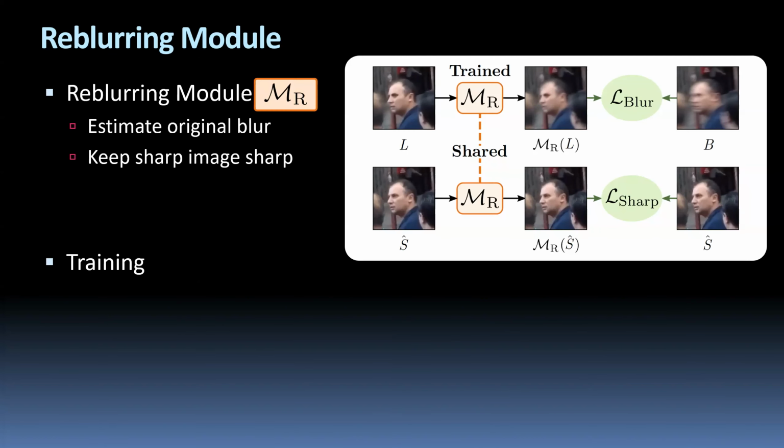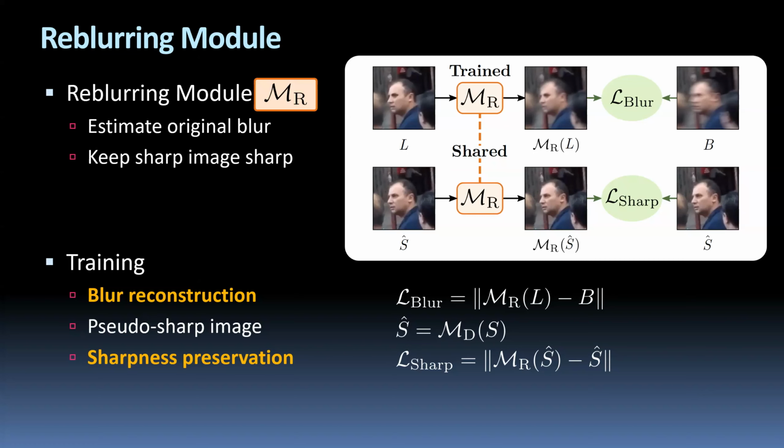We build a reblurring model that has two different objectives. First, it performs blur reconstruction from the deblurred image that may not be perfectly sharp. At the same time, it learns to preserve the sharpness of clean images. Due to the optimization stability issues, we use pseudo-sharp images for training. We train the reblurring model with these two loss terms simultaneously.